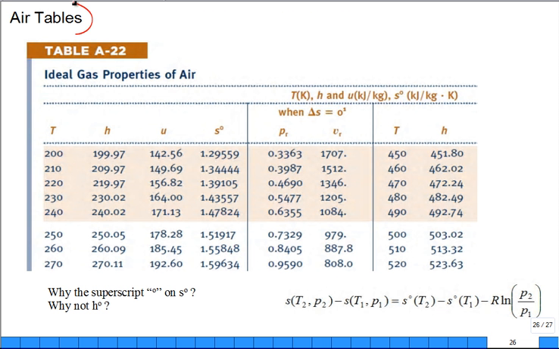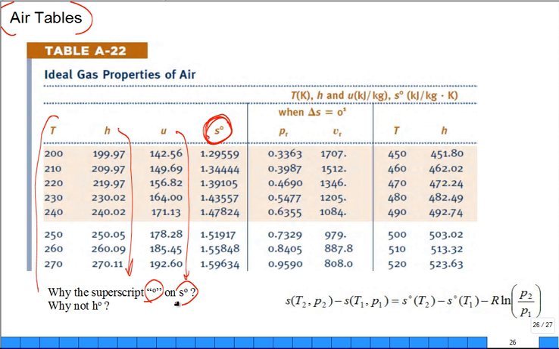Here are our air tables. Here's temperature. This accounts for temperature-dependent enthalpy, internal energy. What is that naught? That was that term in that analytic expression, and it helps account for the temperature-dependent specific heats for the entropy calculation. Why the superscript naught on S naught? Because it's at atmospheric pressure. It's at low pressure, okay?